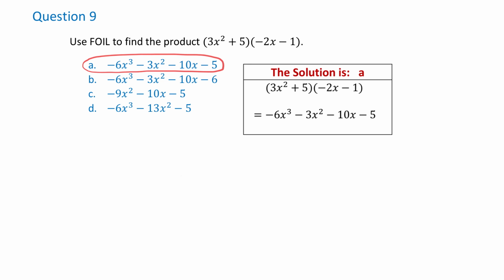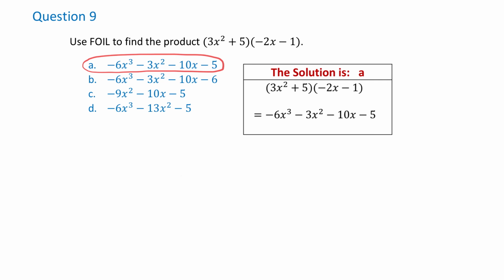FOIL tells us that we have to multiply the first terms, then the outer terms, then the inner terms, then the last terms. So 3x squared times negative 2x makes negative 6x cubed. 3x squared times negative 1 is negative 3x squared. Then 5 times negative 2x is negative 10x. Then 5 times negative 1 is negative 5. Then, since we don't have any like terms, this polynomial will represent the solution.